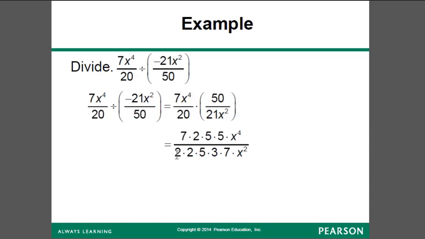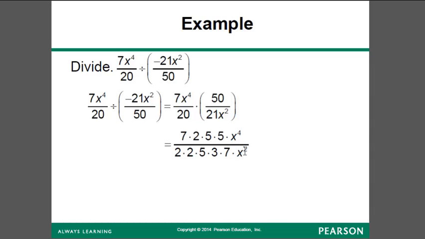Now notice, I've got a 2 in both numerator and denominator. I've also got a 7, both numerator and denominator. And I've got a 5 in the numerator and denominator. Is there anything else that I have? Yes, I also have x's. I've got an x to the 4th and an x squared.